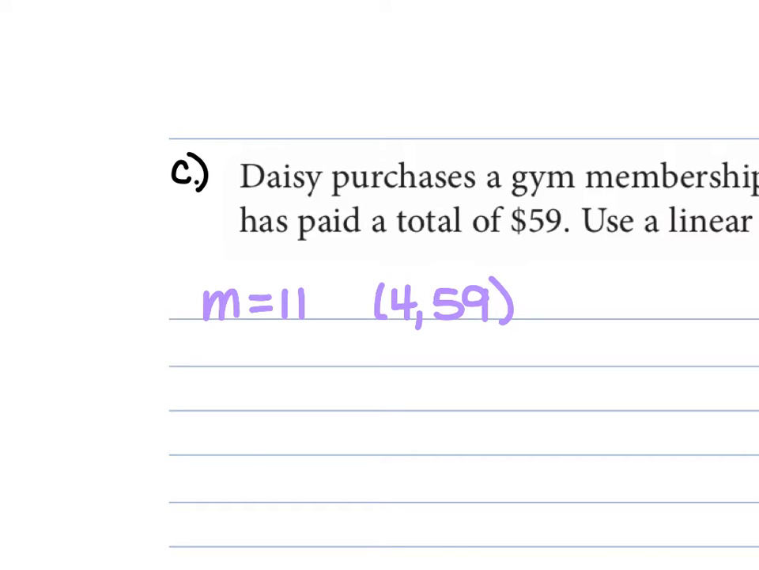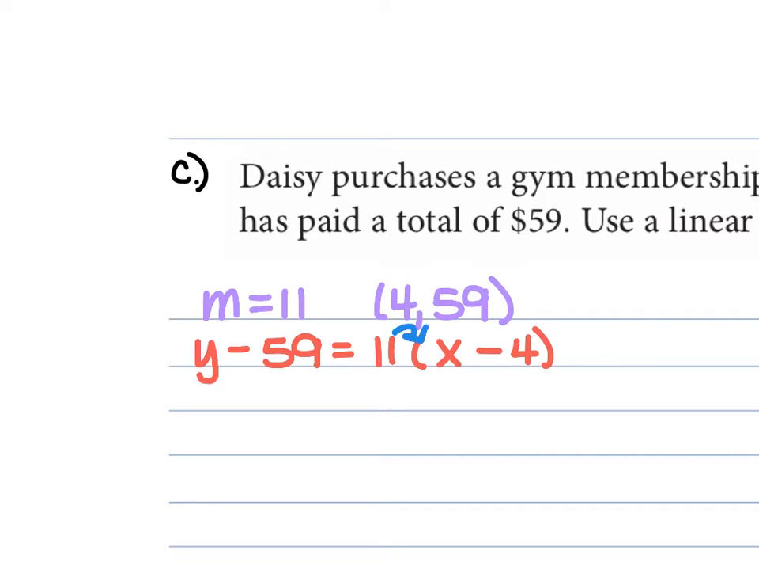Use it in your formula. y minus y1 is equal to m times x minus x1. So it's going to be y minus 59 is equal to 11 times x minus 4. Now, we need to know what her sign-up fee was. So for finding the sign-up fee, we are finding our y-intercept. So we're going to have to formulate this into slope-intercept form.